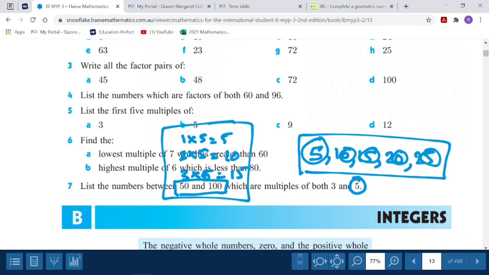So just start making a list. Find the closest one to 50 and just start making a list of all the multiples, right? And then you can compare them and find those lists. This is a really common exercise where you're going to be listing the multiples that are common to 2 numbers. So you're going to work on that.